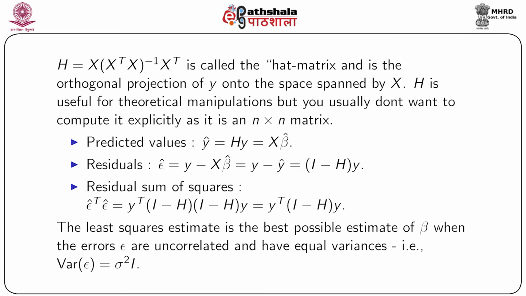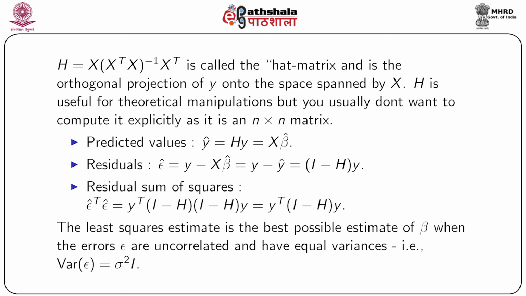So H equals X times (X prime X) inverse X prime is called the hat matrix, or the orthogonal projection of y onto the space spanned by X, or the columns of X. H is useful for theoretical manipulation, but you usually do not compute it explicitly, as it's an n by n matrix and calculating each of its components becomes cumbersome. Now using the H times y representation of the estimated values of y, we get the predicted values as y hat equals H times y equals X times beta hat.